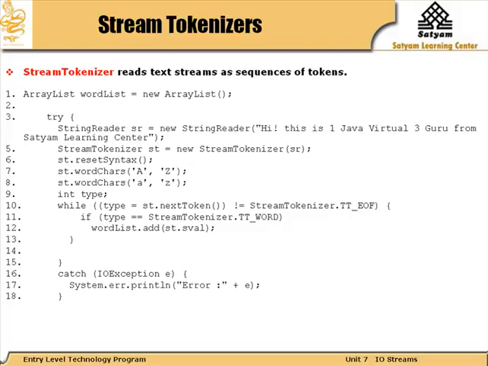Stream tokenizers. Stream tokenizer reads text streams as a sequence of tokens. For example, if I have a stream which has both characters and numbers embedded, and then I intend to only read the characters or words, then I can set the tokens accordingly and read the stream. Let's consider an example. In this example, I am creating a string reader which consists of both characters and numbers.